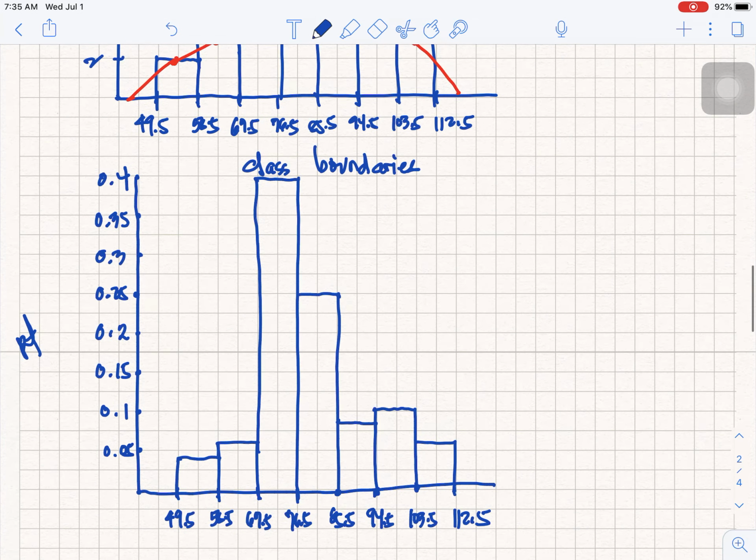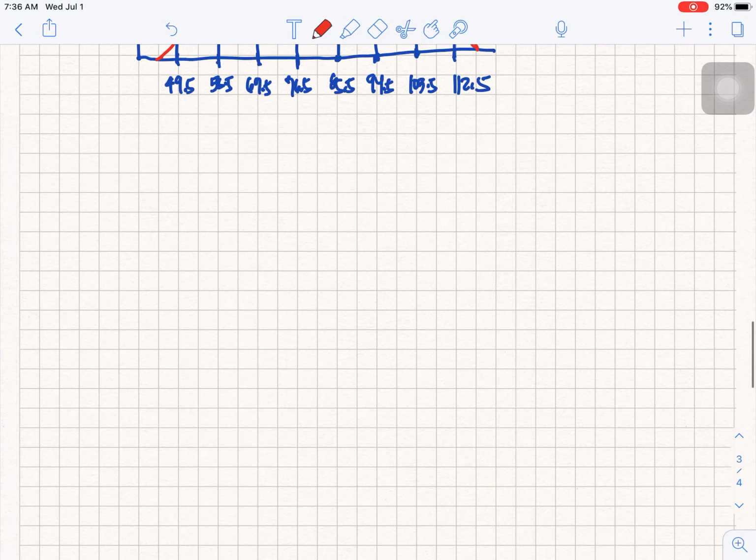Okay, so let us draw our polygon. Let me change again the color of my pen. Again, locate the midpoints and then draw the polygon. Okay, so there you go for the relative frequency polygon. Then the last one, we have the ogives. Let me change the color again of my pen.